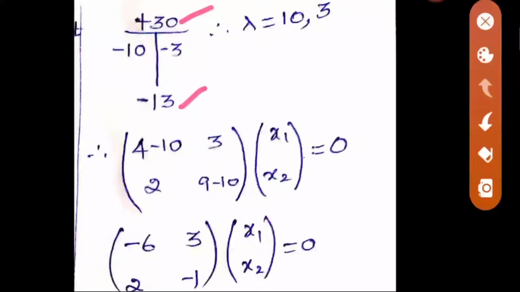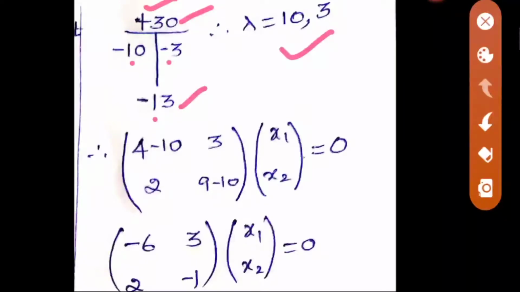You should write the values here such that the multiplication of these two values gives this answer, and the addition of these values gives the bottom answer. So here minus 10 into minus 3 will give you 30, and the addition will give you minus 13. So let us take lambda minus 10 into lambda minus 3 is equal to 0. When lambda minus 3 is equal to 0, lambda is 3. When lambda minus 10 is equal to 0, lambda is 10. So here the lambda values are 10 and 3.